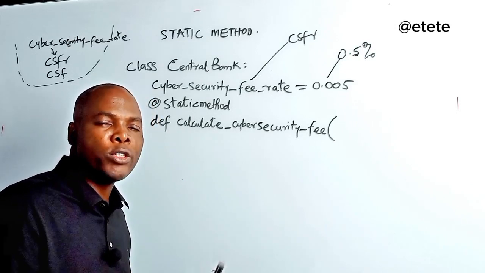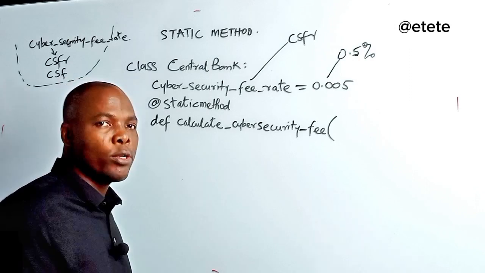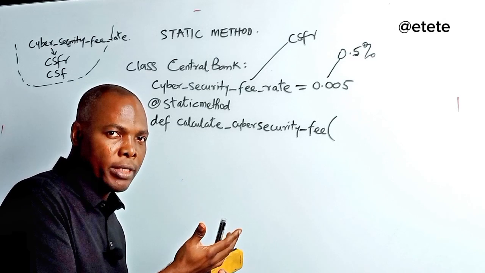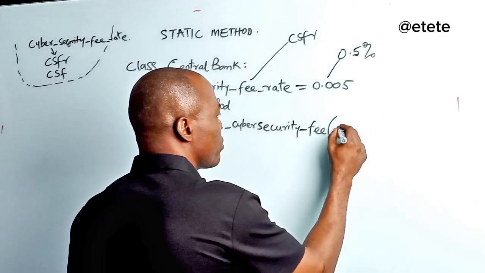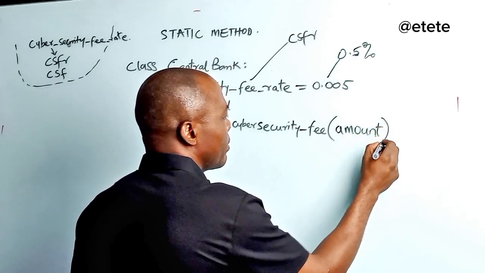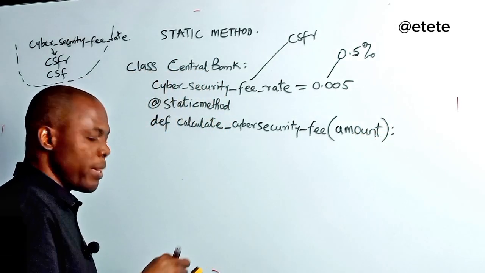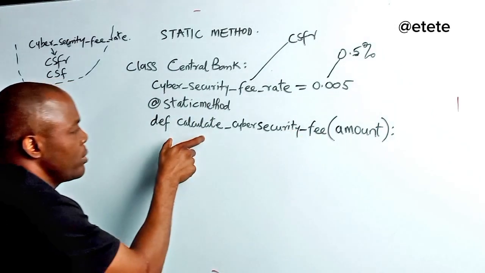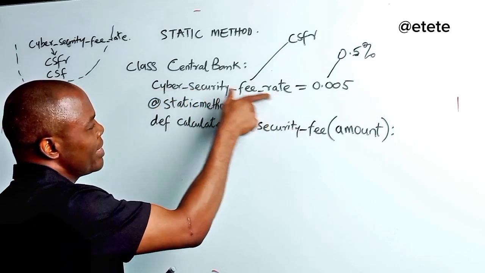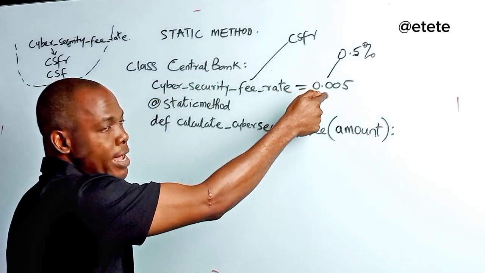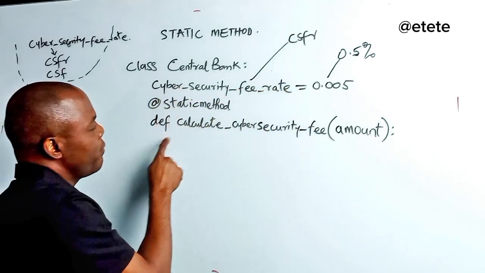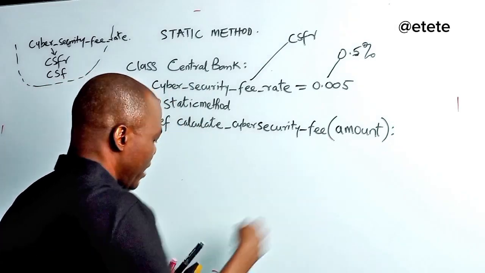Now, a normal function, you can supply a parameter to it. So in this case, you are going to supply a parameter to this. In the last class, there was nothing supplied to it. So in this one, I'm going to supply amount. That is what I'm supplying to my calculate cybersecurity fee. Now, cybersecurity fee rate is a class variable, and I'm creating a static method inside the class: def calculate cybersecurity fee, amount.